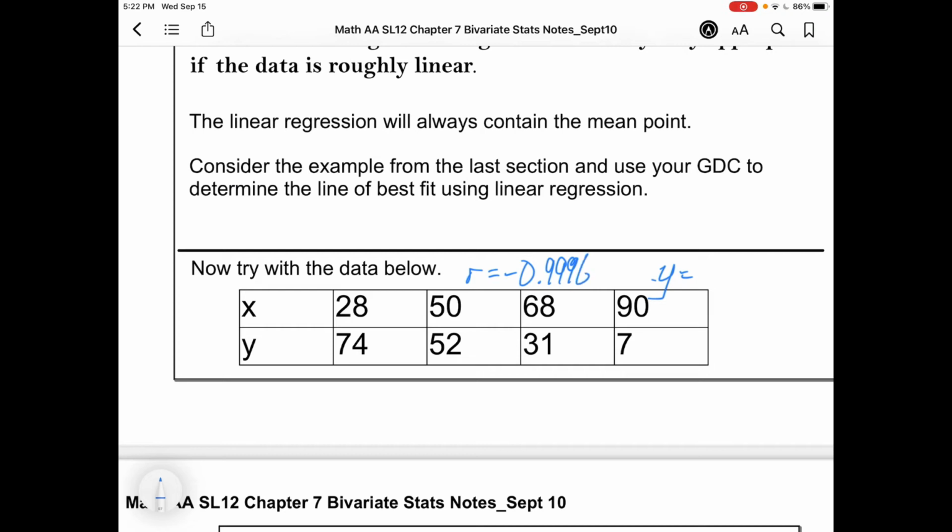There's that R value to 4 sig figs, -0.9996, and we've got -1.09x plus 105. So if I wanted to predict the y value, say when x is 70, I could just plug in a 70 in for x and see what y is.